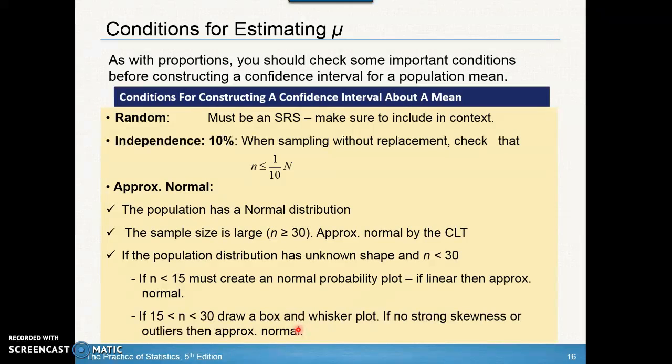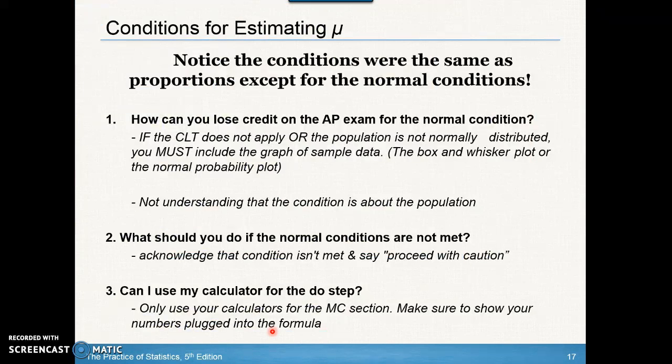So if there's no strong skewness or outliers, then that's pretty much going to be able to tell us that it's approximately normal. Okay, but you would have to state no strong skewness or outliers, therefore we can state that the t-distribution is approximately normal. Okay, so notice the conditions were the same as proportions and means. They were the same as the proportions except for the normal conditions.